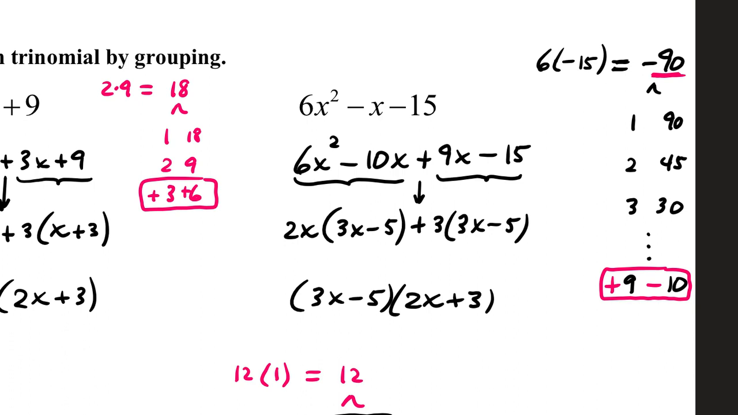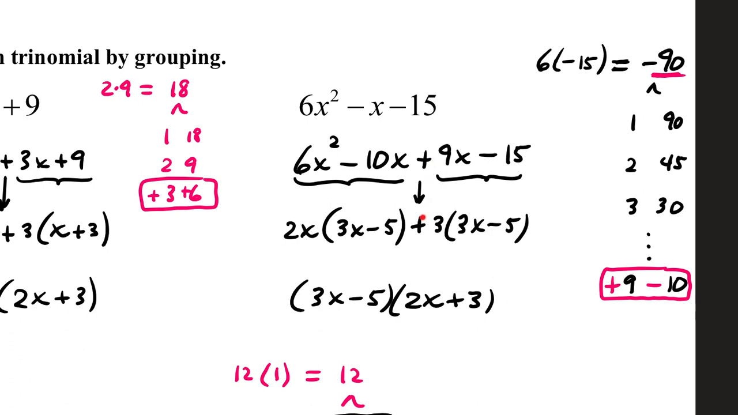If you write negative 10x plus 9x, you factor your first pair, 6x squared minus 10x. Both numbers are divisible by 2, and both terms contain an x. 6x squared divided by 2x is 3x. Negative 10x divided by 2x is negative 5.